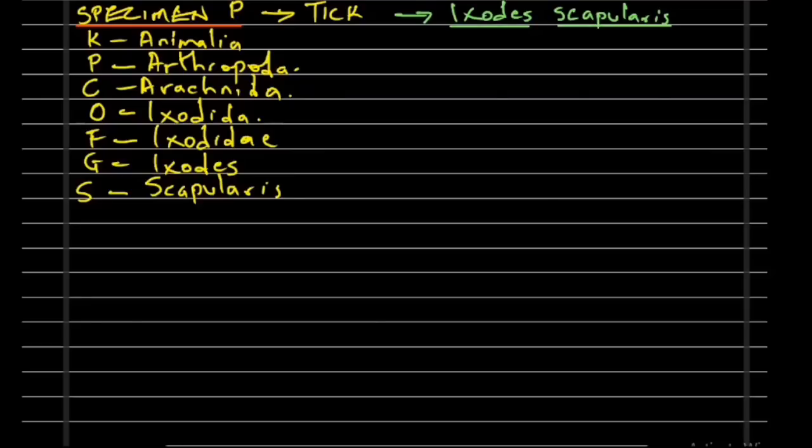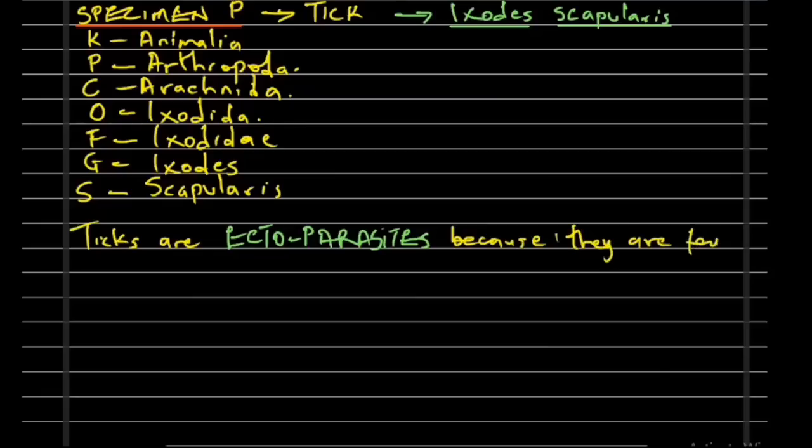Now, the tick is, unlike the others that we have made mention of, an ectoparasite. It is an ectoparasite because it is found outside the body of the host. Ticks are ectoparasites because they are found outside the body of their host, so they are called ectoparasites. Like I just made mention of, they are also parasites, so they harm their host.